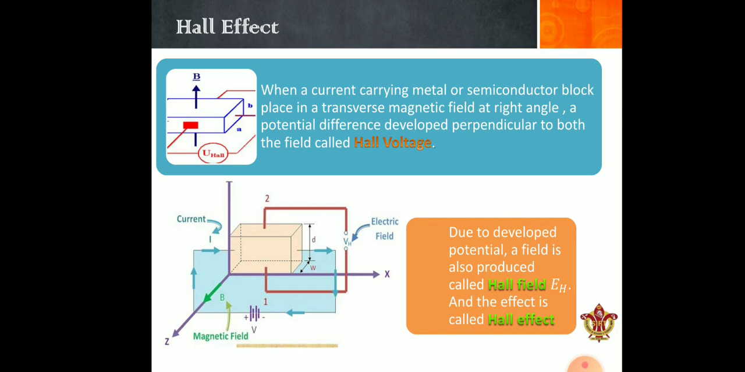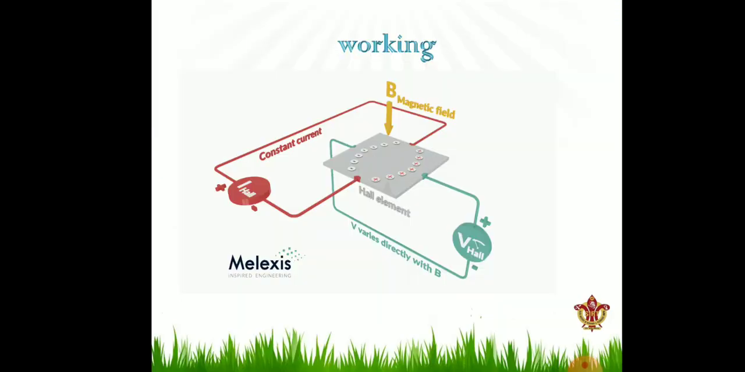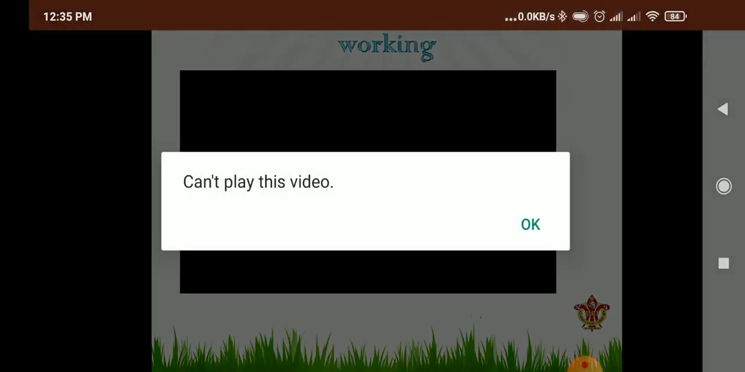So how it happened, let me see. Because of the application of the magnetic field, the current carrying plate experiences a shifting of charges, and this shifting is along the third direction. Due to this shifting, as we can see in this picture, a potential difference is developed along the third direction, which is the direction of the Hall effect or Hall voltage.